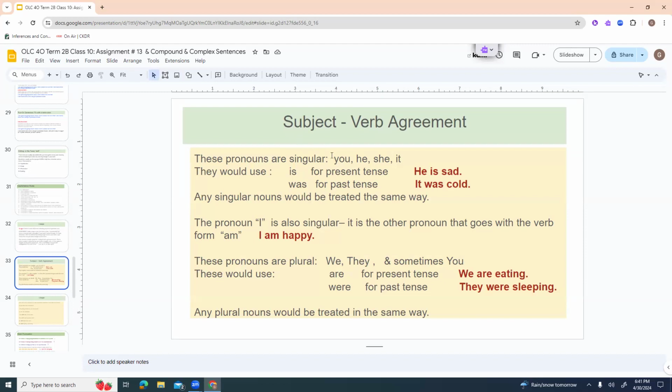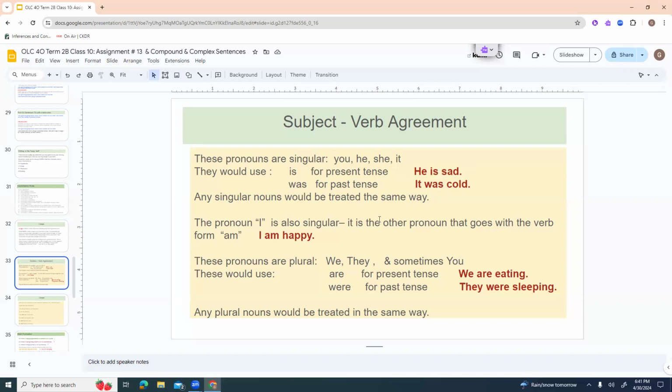So these pronouns are singular. In other words, they mean one person: you, he, she, or it. When you're using these pronouns, you would use is for the present tense or was for the past tense. He is cold. He is sad. It was cold. I can't say he am sad. That's not grammatically correct. Or he are sad.